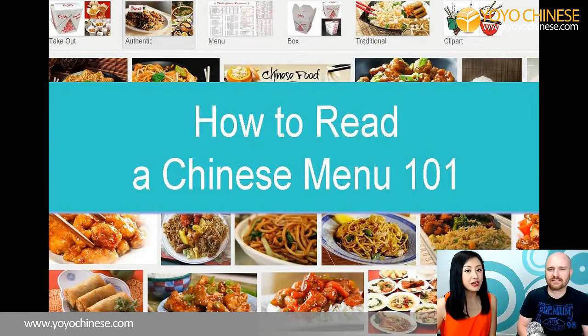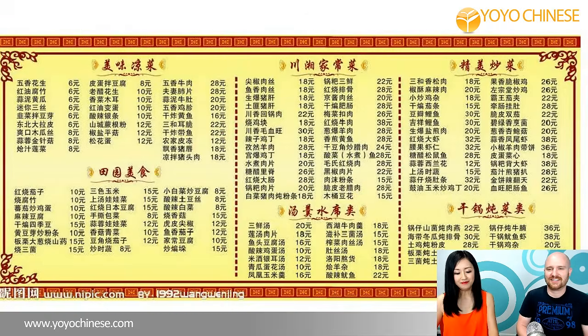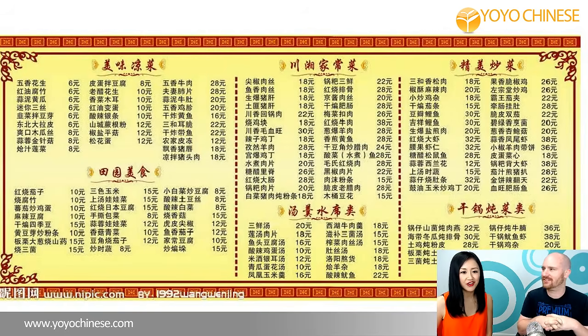Okay. How to read a Chinese menu 101. So let's actually look at a Chinese menu. There we go. Yeah, and this is what we were just talking about, how overwhelming it can be when you look at a Chinese menu and you don't know Chinese. Scary looking. You're just like, oh my gosh, I'm probably going to have to learn like 1,000 characters before I can even order food in China.